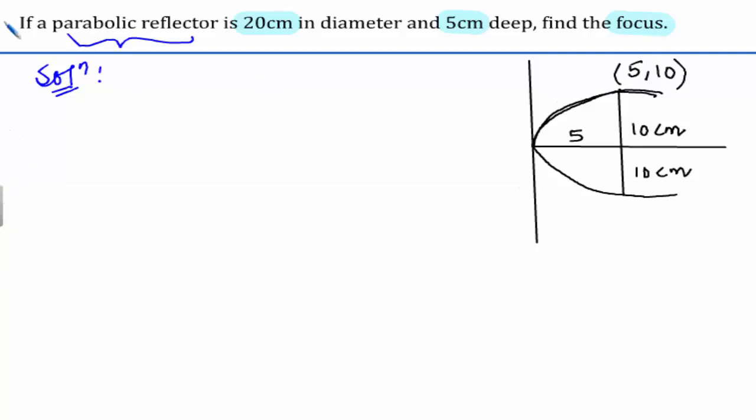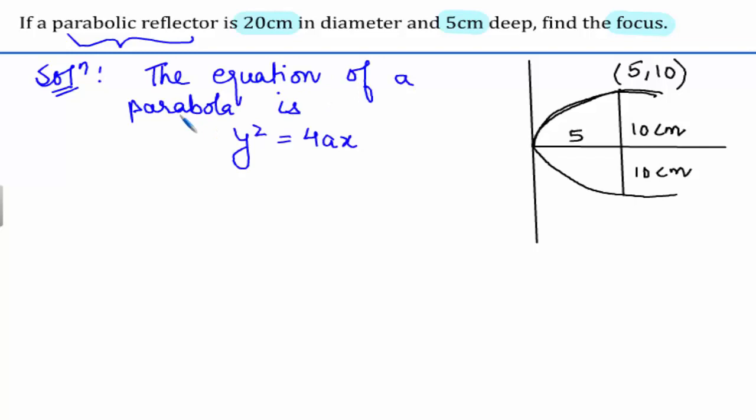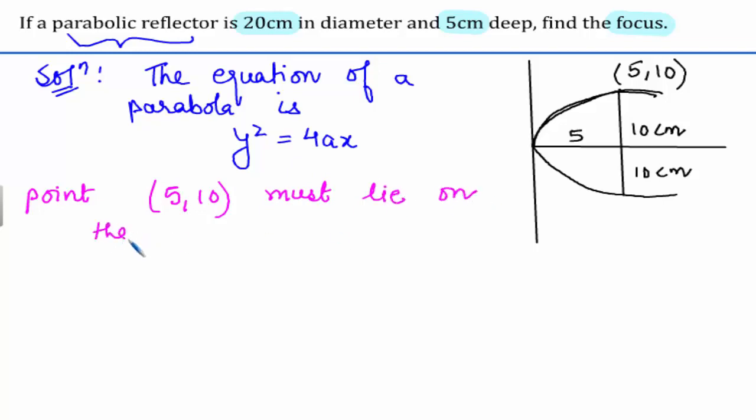Now we know that the equation of the parabola is y square is equal to 4ax, and from the given data we notice that the point with coordinates (5, 10) will lie on the parabolic reflector. That is, the point with coordinates 5 and 10 must lie on the parabolic reflector according to the given question.